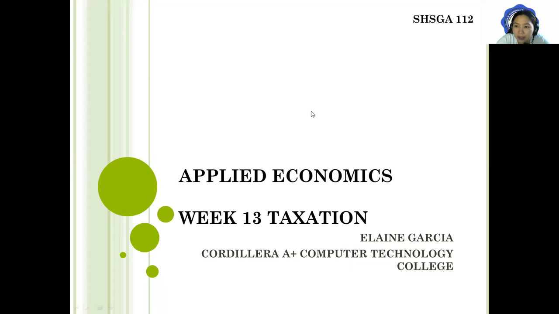We're already at our 13th week, and for week 13, our topic is taxation. So, for this week, we will define tax and we will also discuss the importance of taxation. So, let's proceed to our discussion.